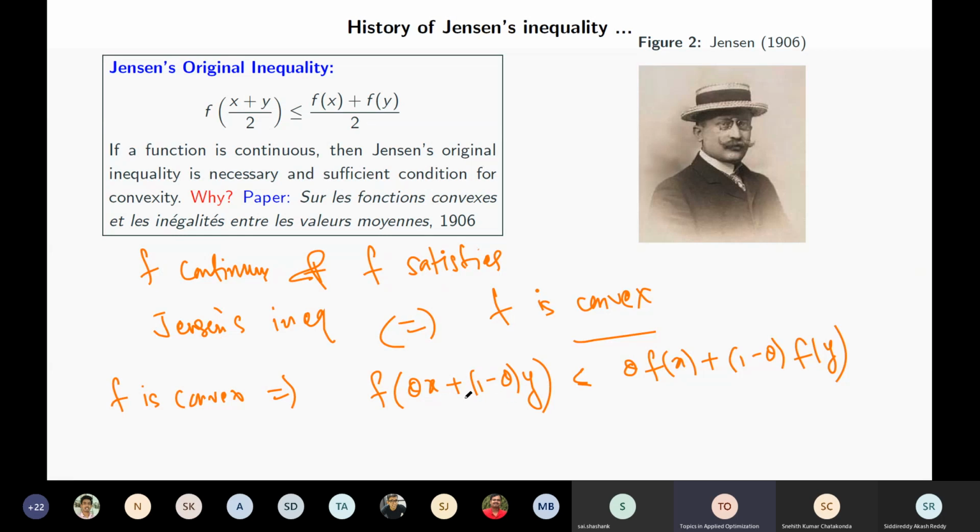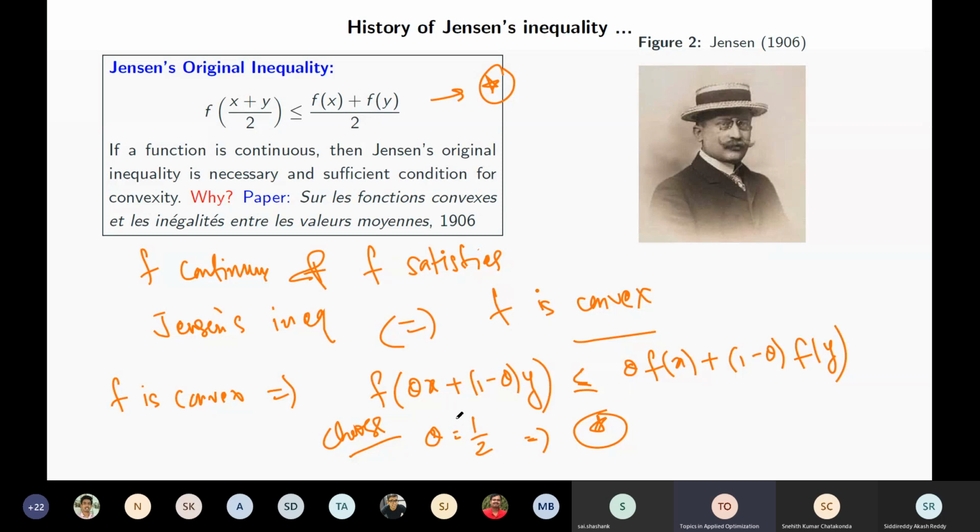This is true for all theta between 0 and 1, but then in particular I can choose theta to be half. Then this immediately implies star. So this immediately implies star for theta equals to half.